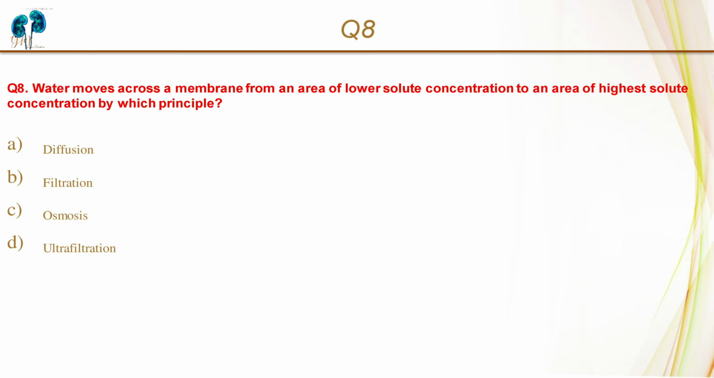The eighth question is, water moves across a membrane from an area of lower solute concentration to an area of higher solute concentration by which principle? Option A, diffusion. Option B, filtration. Option C, osmosis. Option D, ultrafiltration. So this is a direct question. Water moves across a membrane from an area of lower solute concentration to an area of higher solute concentration by osmosis. The theory we already discussed in the previous class.